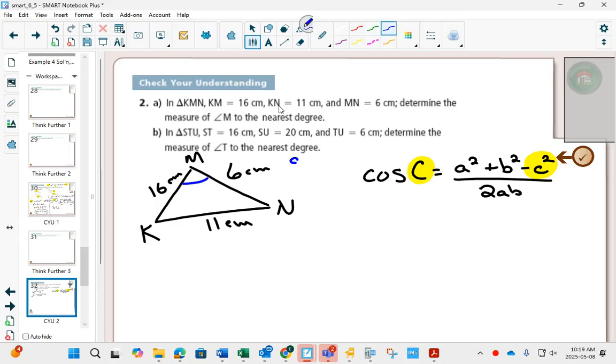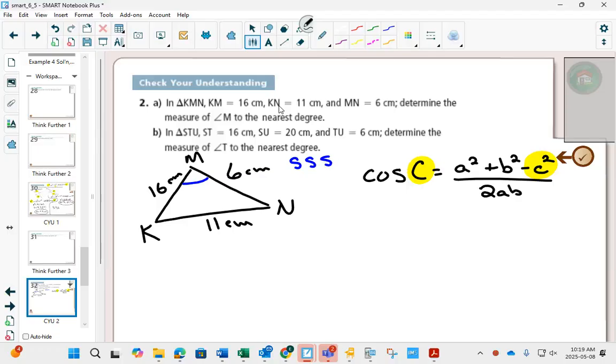Do you see that we have the three side situation, side, side, side? I don't know it's a 90 degrees. I can't use SOHCAHTOA. If I want to use the sine law, I need an angle and an opposite side. I have no angles. Absolutely, I can't use the sine law. So I have to use the cosine law.